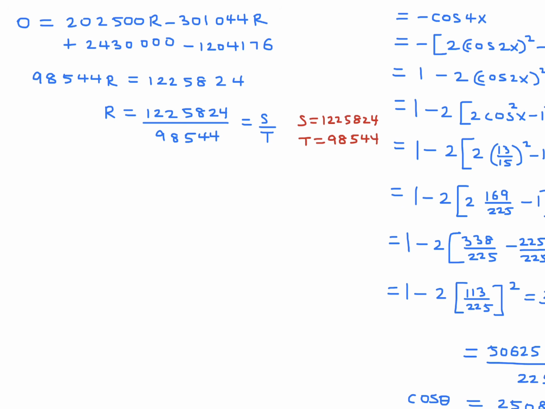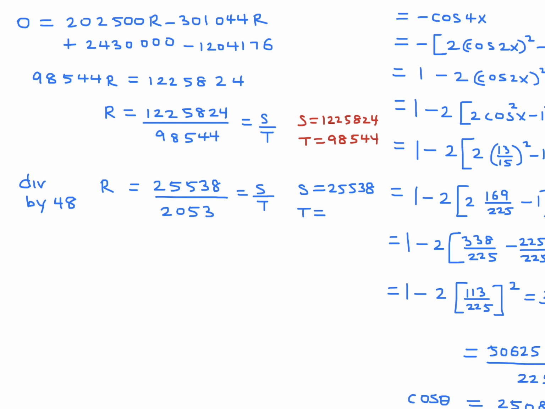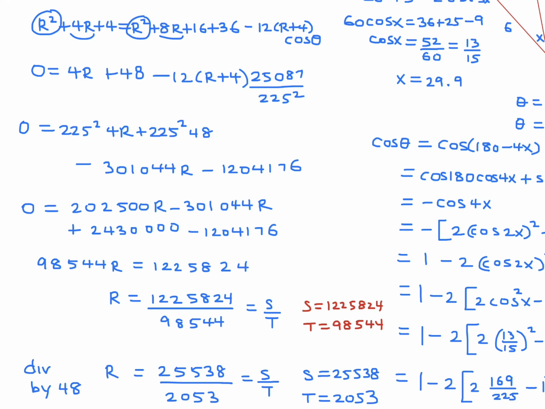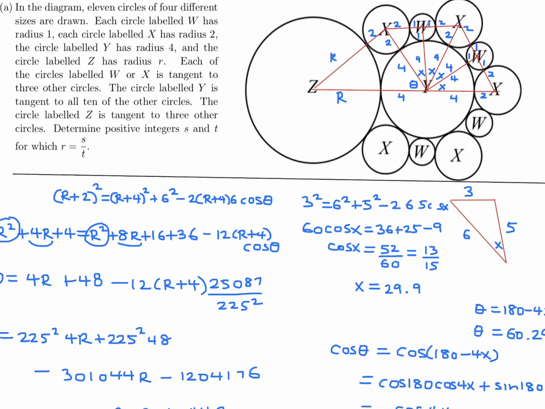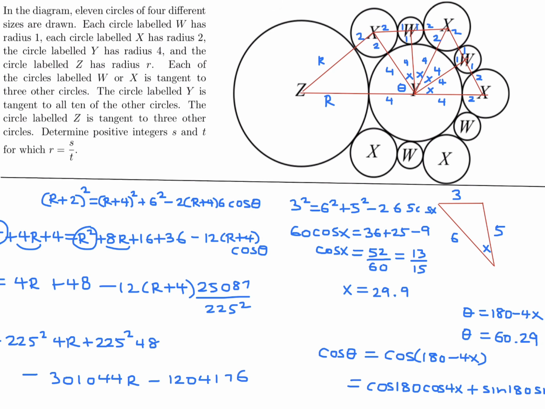I think if you divide top and bottom by 48, it would bring you to lowest terms: 25538 and 2053. And that would be in lowest terms, and therefore s is 25538 and t is 2053. And that is the solution for this challenging question, simply because they had us place it in the form of a fraction.